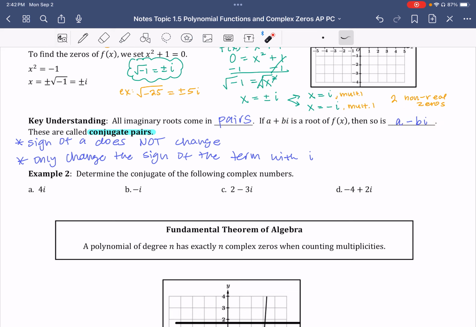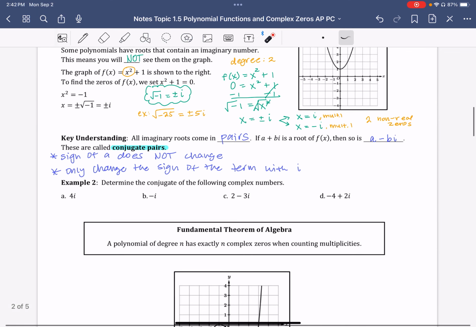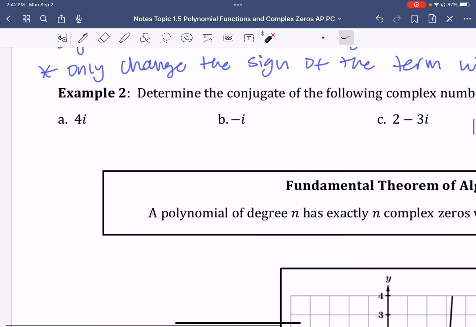Okay, now you will not always have this a in the front. If a is missing, the only number that you can add or subtract that's not going to make a difference would be 0. So if you do 0 minus bi, that would just be negative bi. Same thing here, if you do 0 plus bi, it would just be positive bi. So you will not always see the letter a if the letter a is equal to 0. So all you would do is change the sign of the part that has i. Okay, let's try some examples.